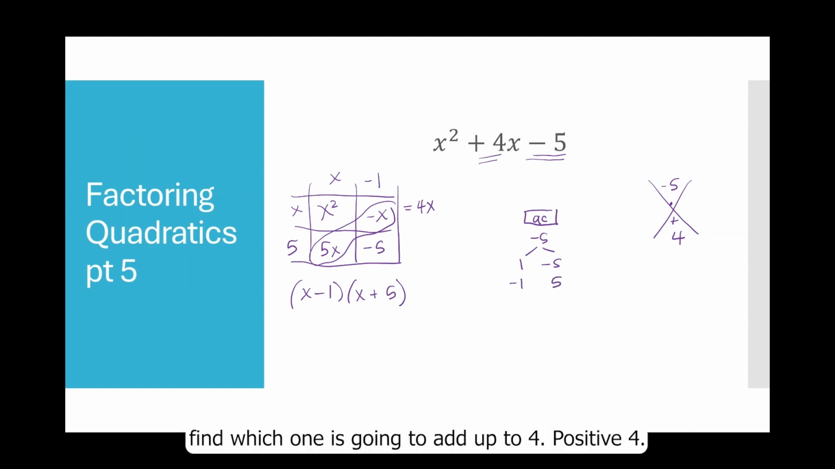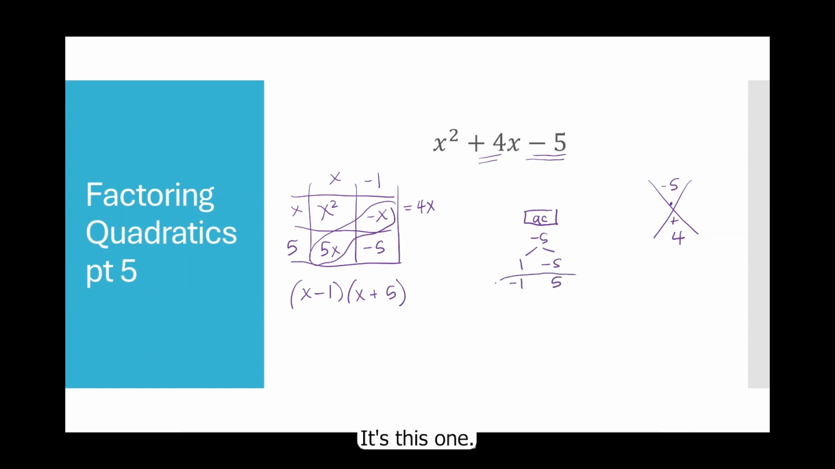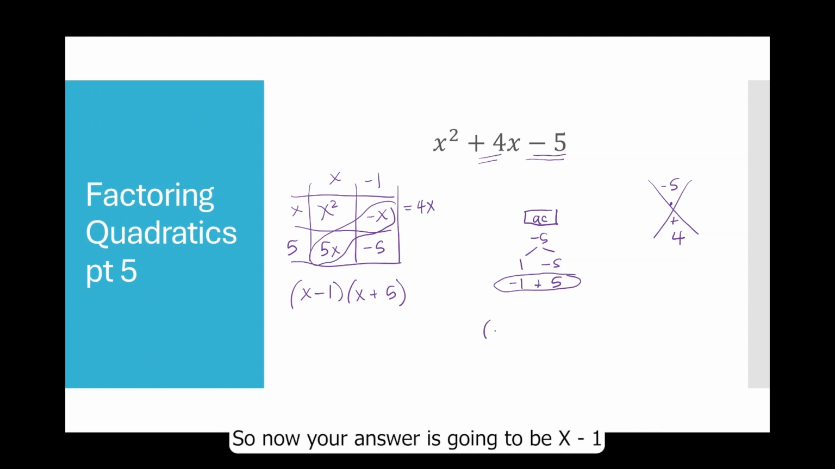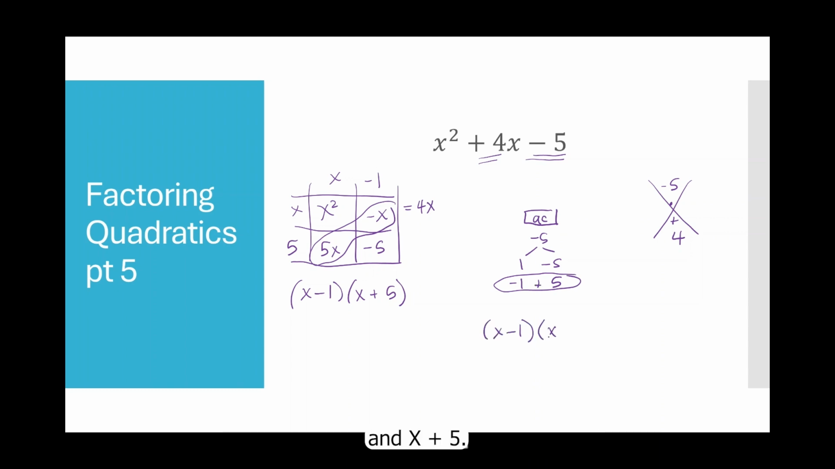And find which one is going to add up to 4. Plus 4, it's this one. So now your answer is going to be x minus 1 and x plus 5.